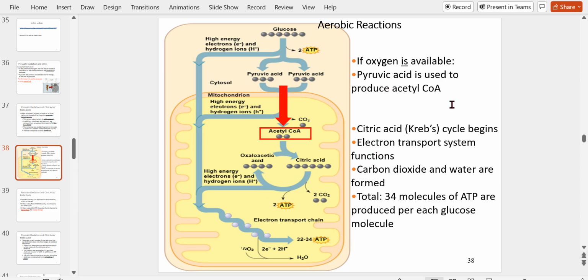And that's what's going on here. So if oxygen is available, pyruvic acid is used to produce acetyl-CoA. The citric acid or Krebs cycle begins, the electron transport system functions, carbon dioxide and water are formed. A total of 34 molecules of ATP are produced per each glucose molecule. And we'll come back to this again. I'm throwing things at you at different levels, and I think that you're seeing how this process works.